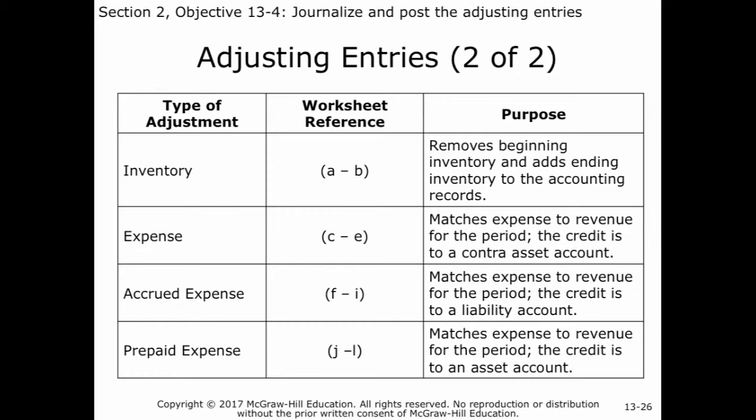For expenses, the purpose is to match the expenses to revenues for the period. Remember that the credit in this case is a contra asset account. For accrued expenses, the purpose is to match the expenses to revenue for the period, and the credit in this case is the liability account. And then lastly, we have prepaid expenses, where the purpose is to match the expenses to revenue for the period. So remember that the credit is to an asset account.